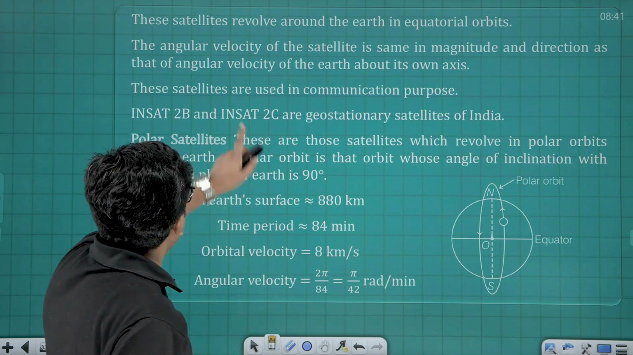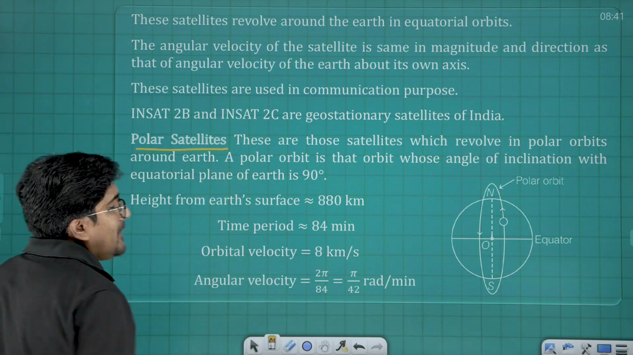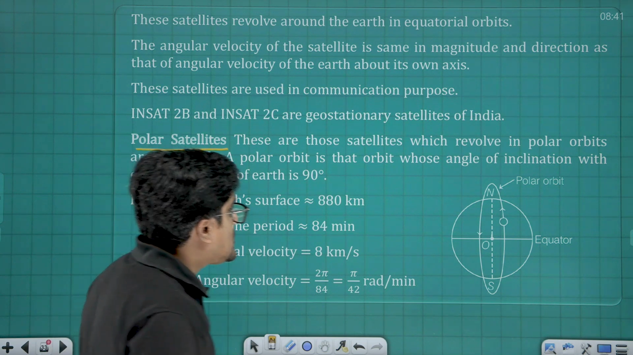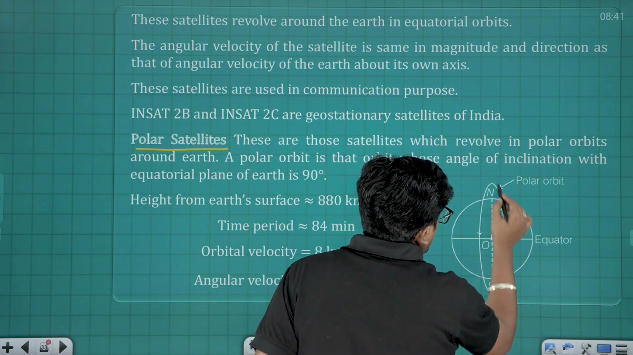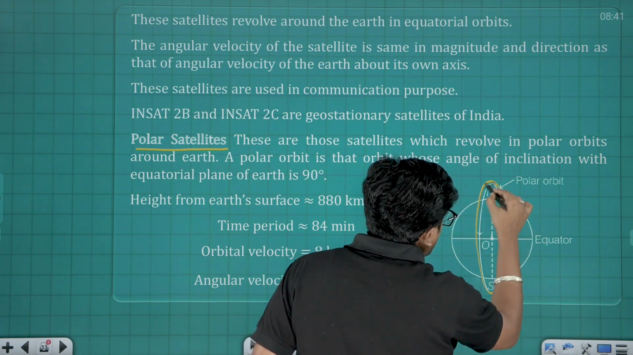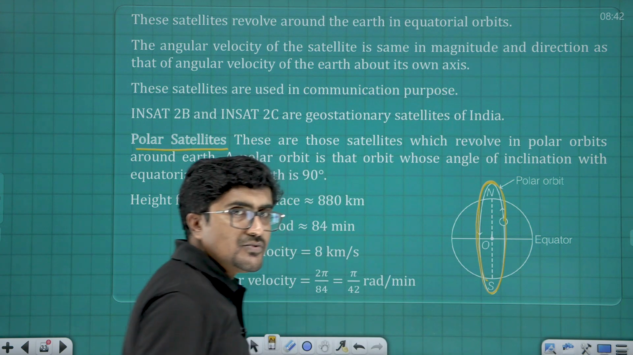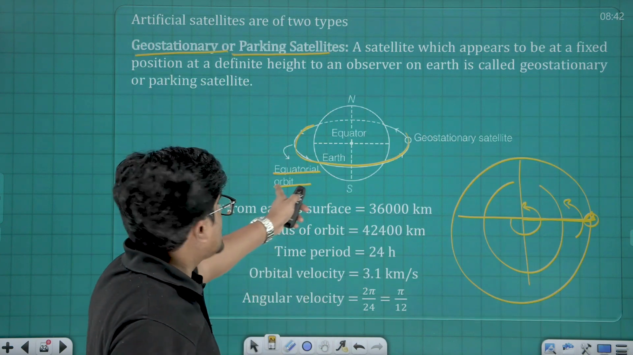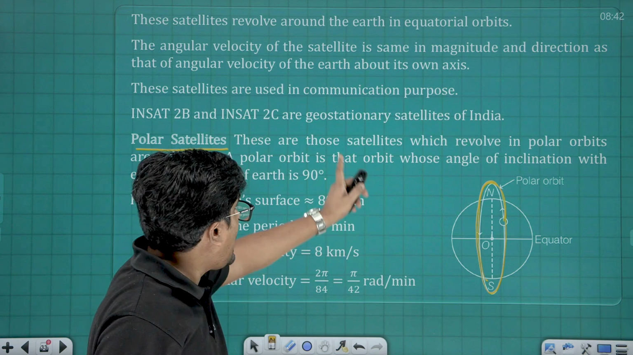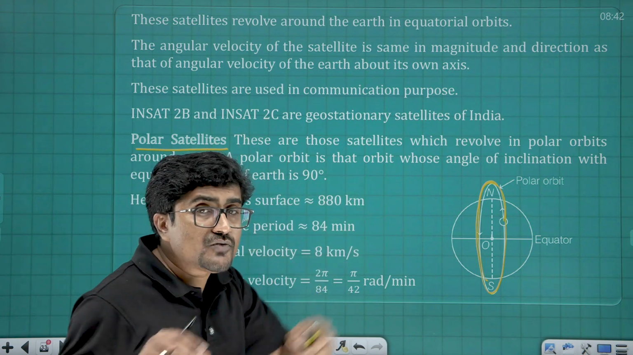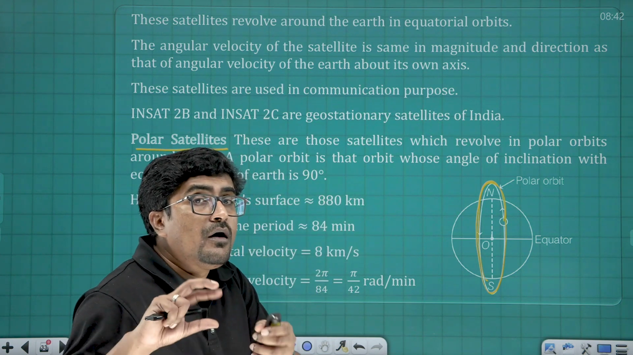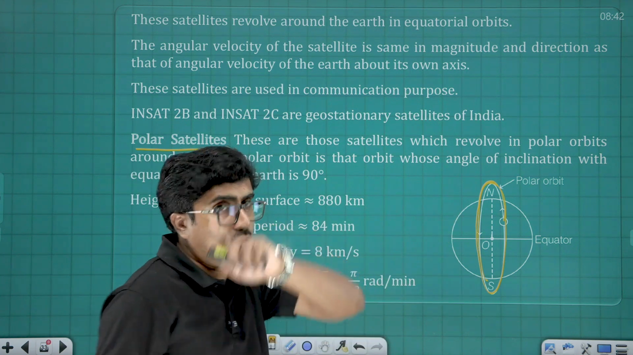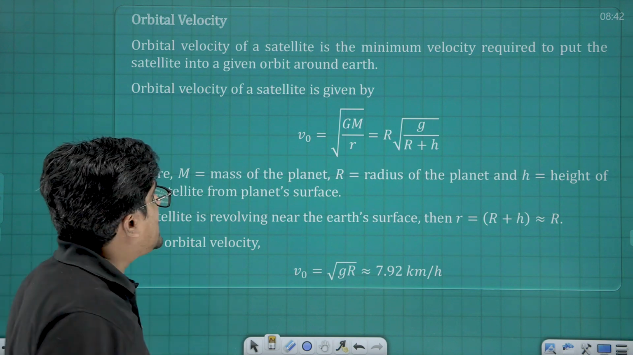The other one is polar satellites. The main purpose of this one is to predict climate changes. So these are going to be placed on the polar orbits only. So geostationary satellites are placed in the equatorial orbit, and here you can see it was placed at the equatorial orbit. The polar satellites, which are used for the prediction of climate change and so on, are placed on polar orbits. So the next is orbital velocity.